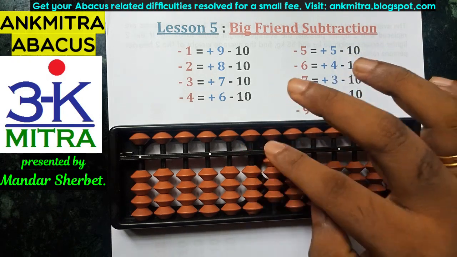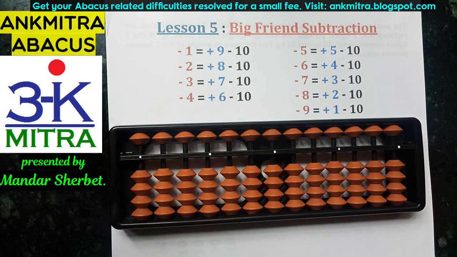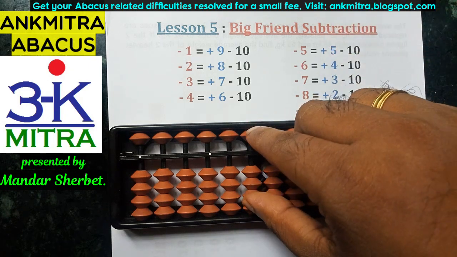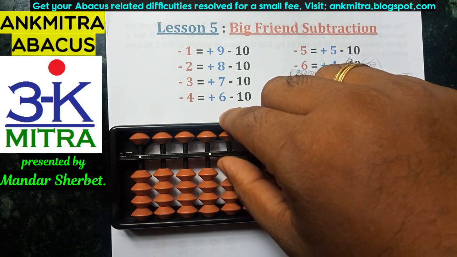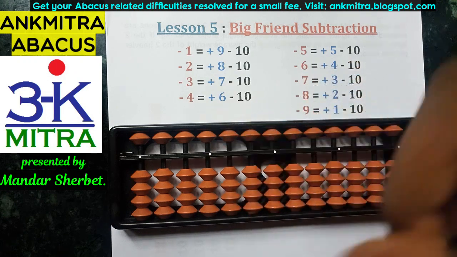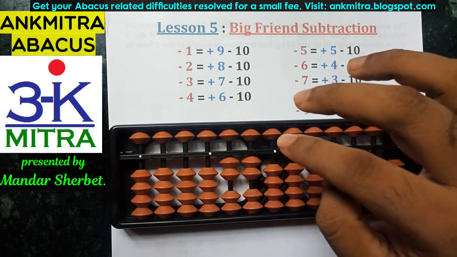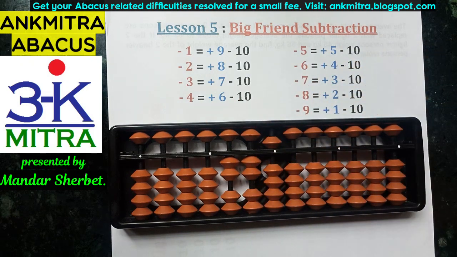Let's look at an example where we subtract a 2-digit number from a larger number. Let's take a 3-digit number to begin with. Suppose I have the number 225 with me, and I am supposed to subtract the number 96 from this.